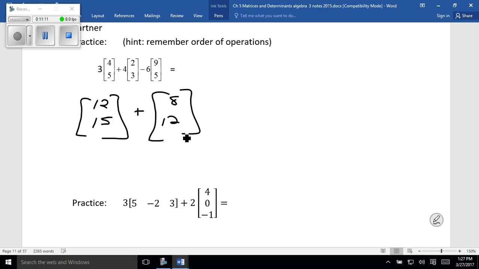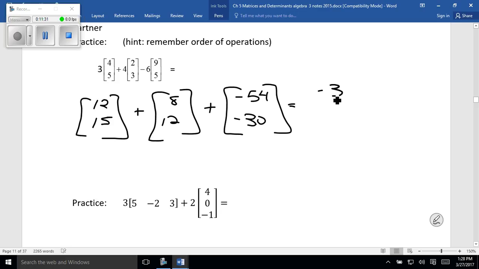Multiply by -6, everybody like that? So if we multiply by a -6, this becomes plus. What's -6 times 9? -54, -6 times 5. Now what do we do? Add across. What do we get? And 2.